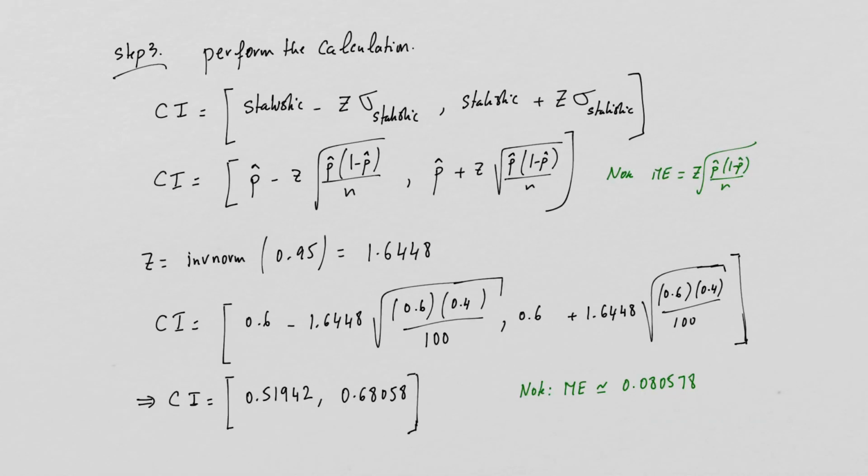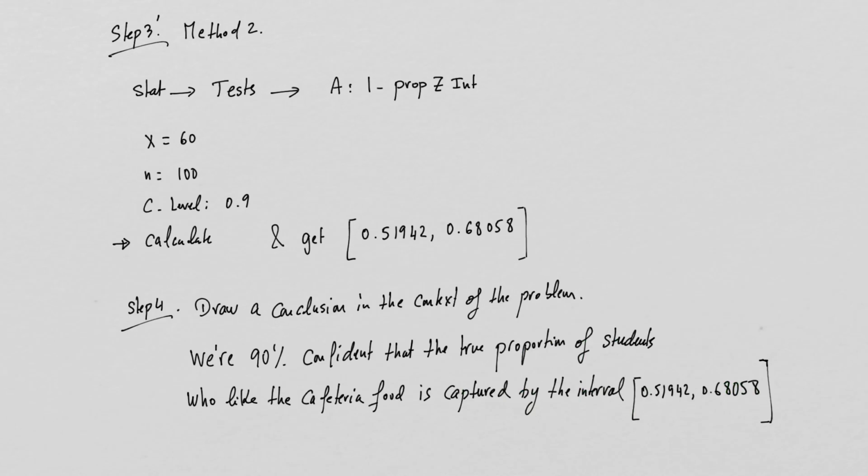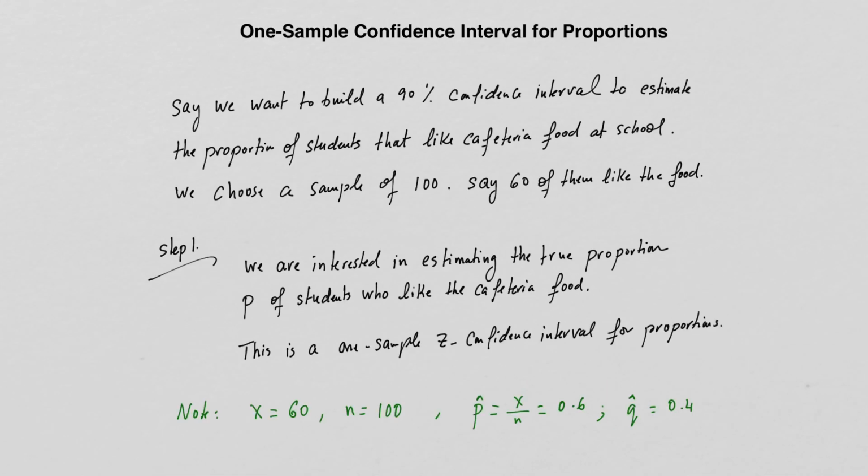Let's go back to step 3, which is to perform the calculation. This is how you do it by hand. And by hand doesn't mean everything has to be done by hand, right? You could use the calculator to compute some silly numbers like this one. But the actual graphing calculator method, I called it step 3 prime. You're going to go to stats, you're going to go to tests, and you scroll down to A. This is where this is helpful.